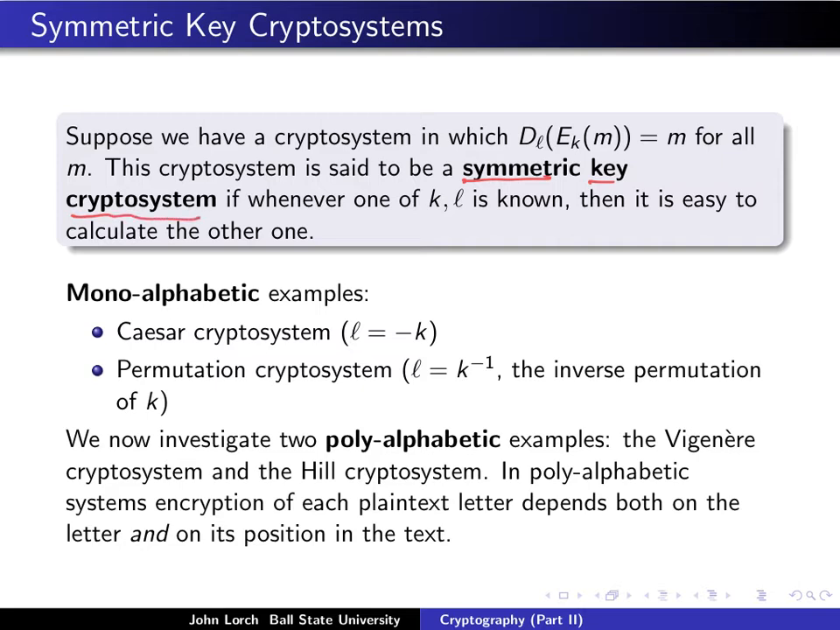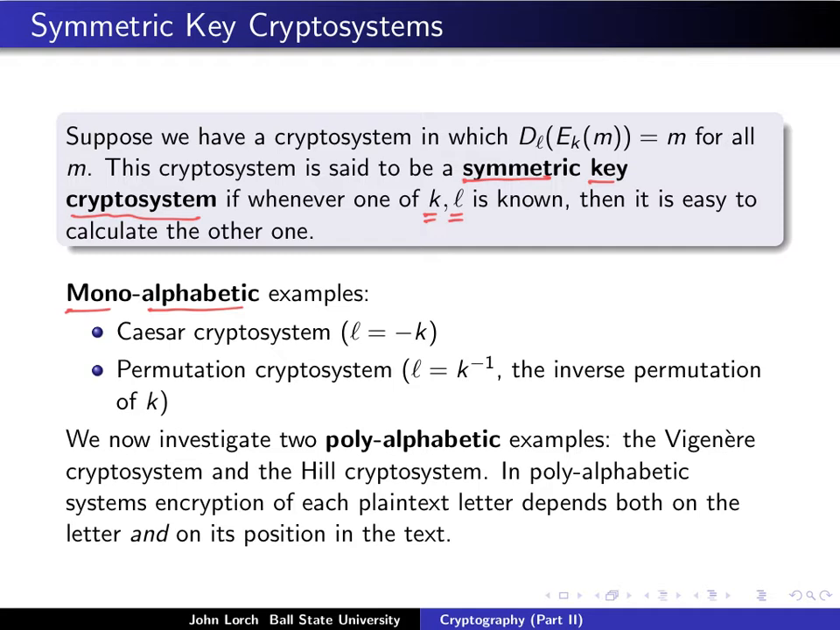What that means is that if, say, the encryption key is known, then it's easy to determine the decryption key, and vice versa. Another way of putting it is that if you know how to encrypt a message, then you very easily know how to decrypt a message. So, as I said, there are monoalphabetic examples of this, including the Caesar's cryptosystem and the permutation cryptosystem.